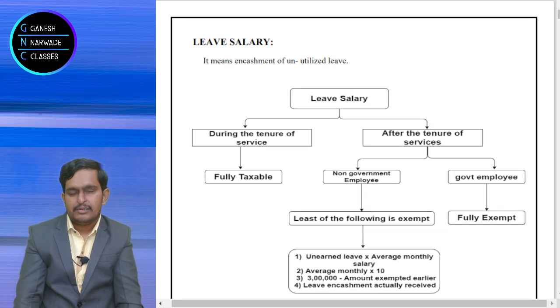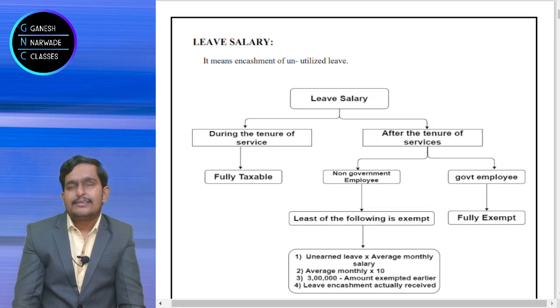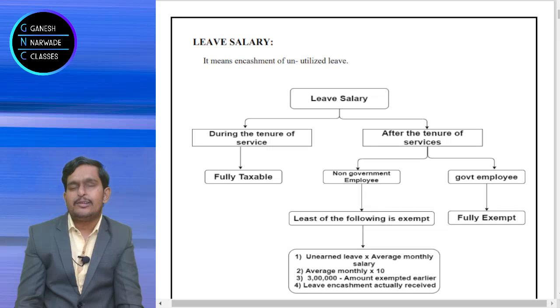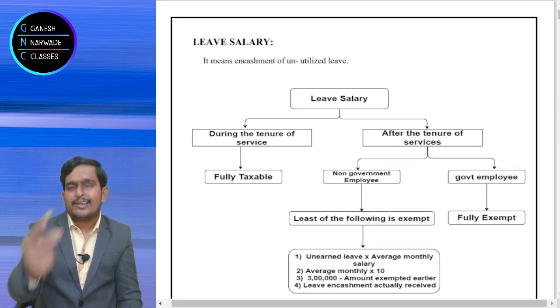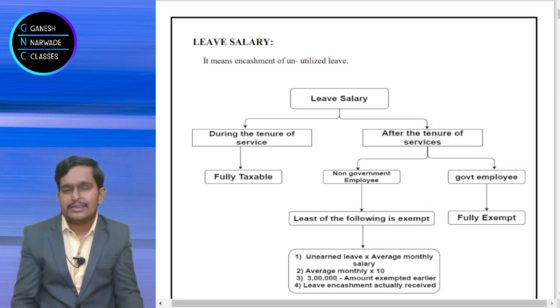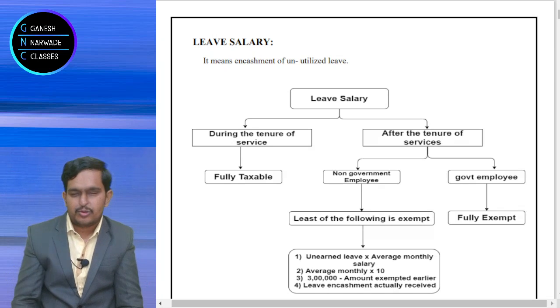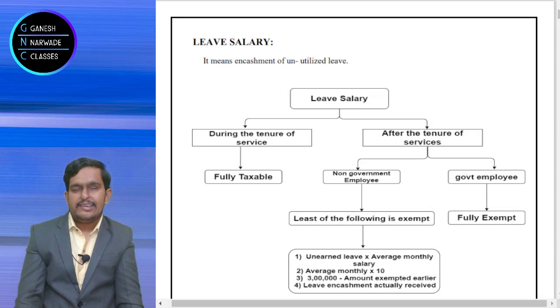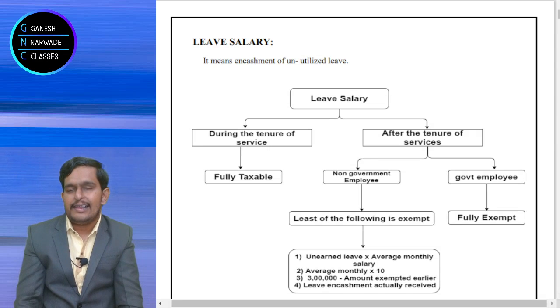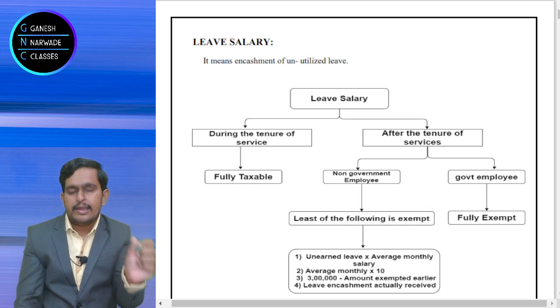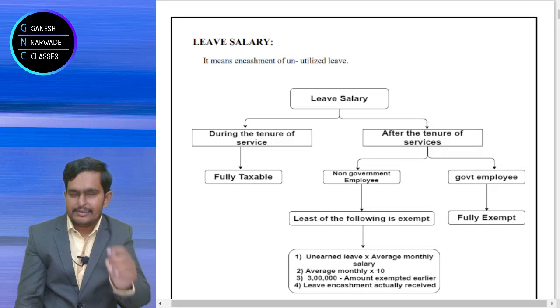Third thing, 10 into average monthly salary. Fourth one, unearned leave into average monthly salary. These are the 4 items for leave encashment for non-government employees, and you should remember the least of the following 4. Actual leave encashment is given in your question, so no problem. 3 lakhs is the statutory limit. If the question says that some amount, like 50,000 or 60,000, is already exempt under leave encashment, then that should be reduced from this 3 lakhs. They rarely give it, but yes, they give.